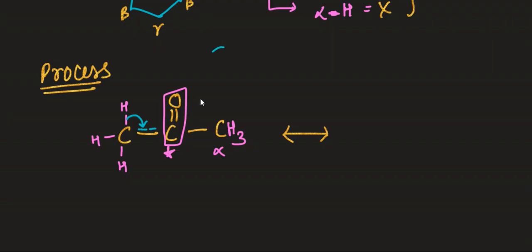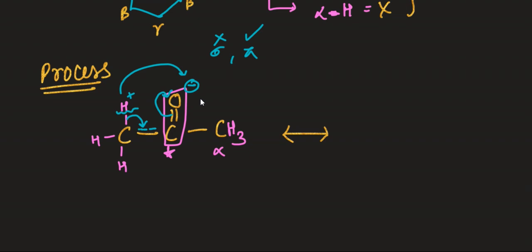Now, which bond is very easy to break? Sigma bond or pi bond? Obviously the pi bond is easy to break. Why? Because the pi bond is the weaker bond. There is one sigma bond and one pi bond. Now, this pi bond is going to shift here, and you are going to get which charge here? Negative charge. Okay, now the hydrogen will come out as H plus, and this H plus is going to come here.